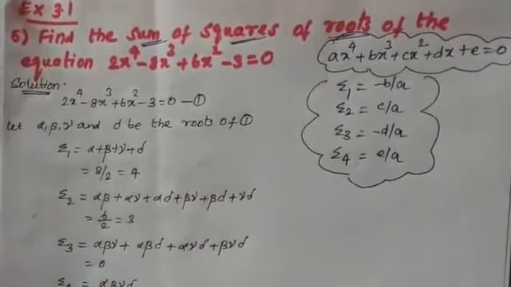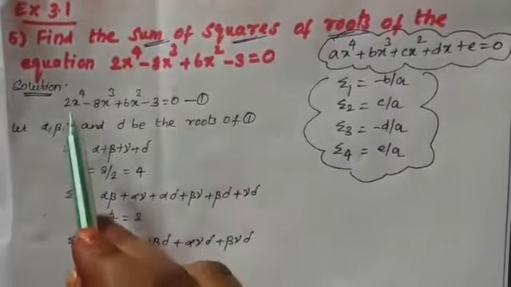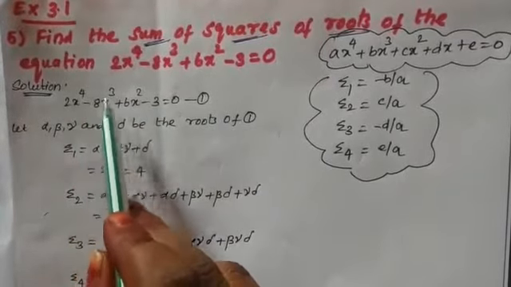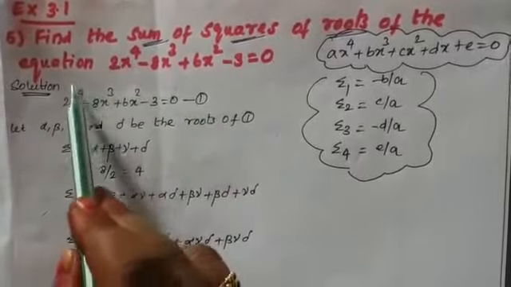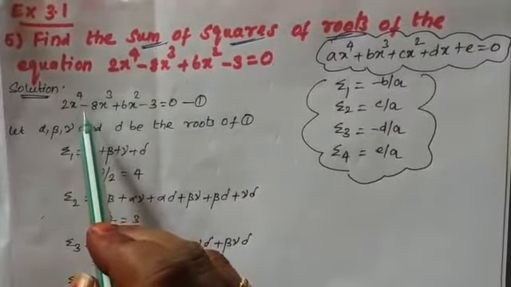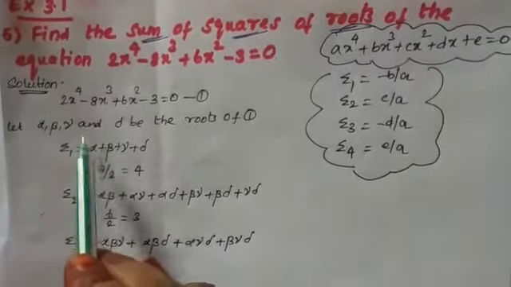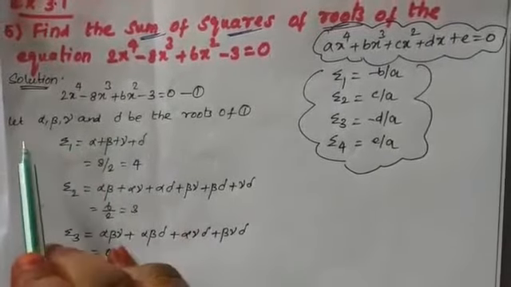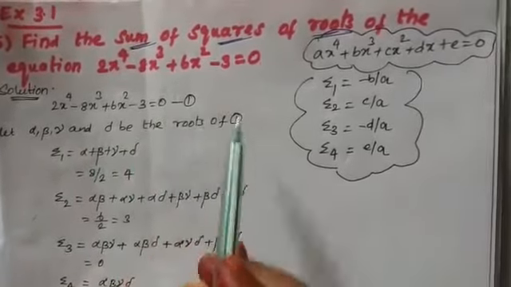So now see how I'm going to find the solution. I'll write the equation what was given. 2x power 4 minus 8x cube plus 6x square minus 3 is equal to 0. The higher power is 4, so definitely it will be having 4 roots. So we are considering all the 4 roots to be alpha, beta, gamma and delta. So I have written let alpha, beta, gamma and delta be the roots of this given equation.